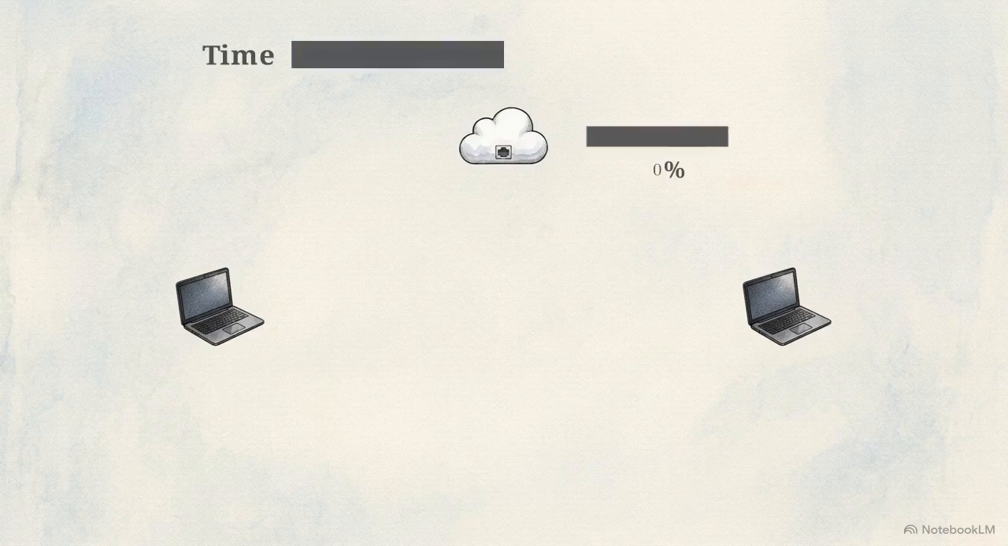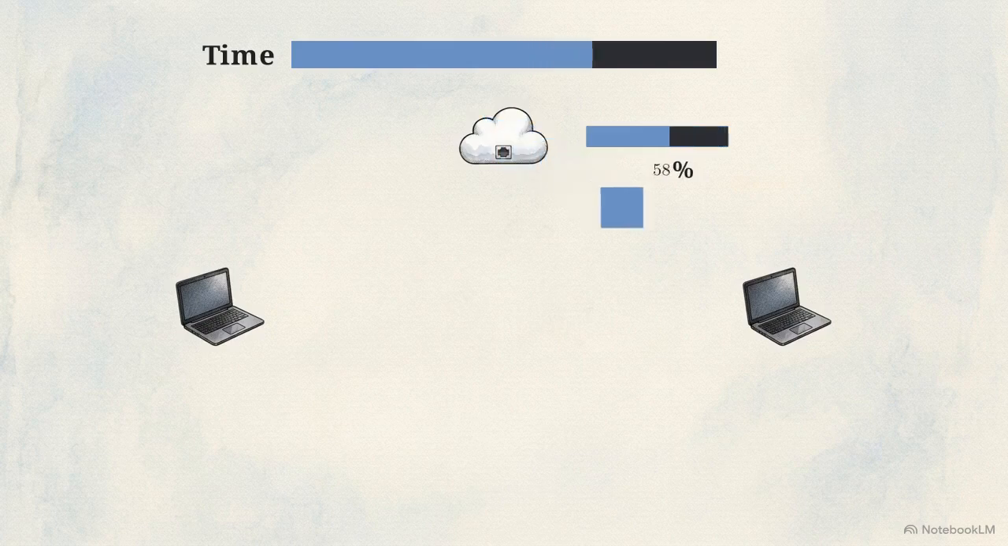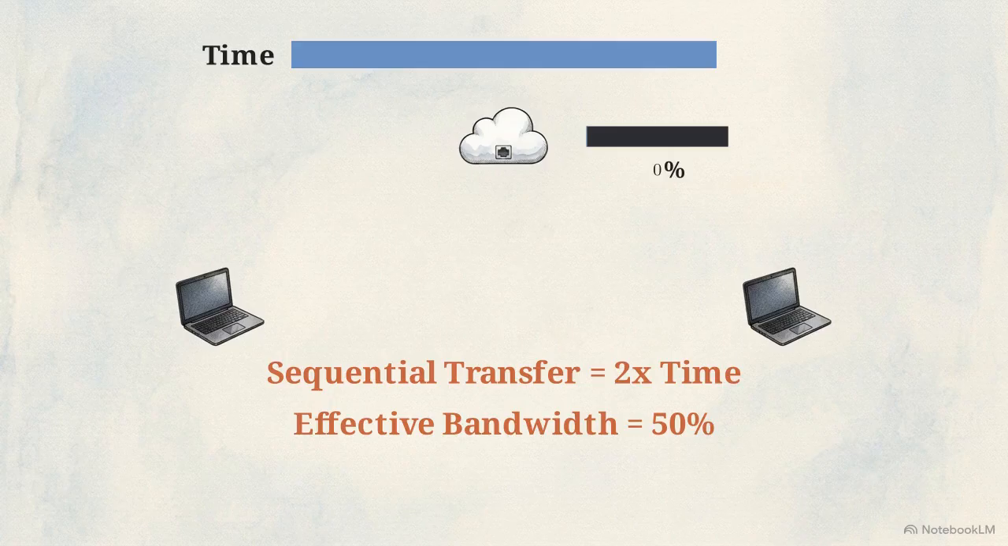Peer-to-peer connections are blocked by stateful NAT firewalls dropping unrequested inbound TCP packets. To bypass this, the standard workaround uses a centralized client-server model, requiring a full upload before the recipient downloads. This architecture mathematically cuts transfer bandwidth in half, taking twice as long.